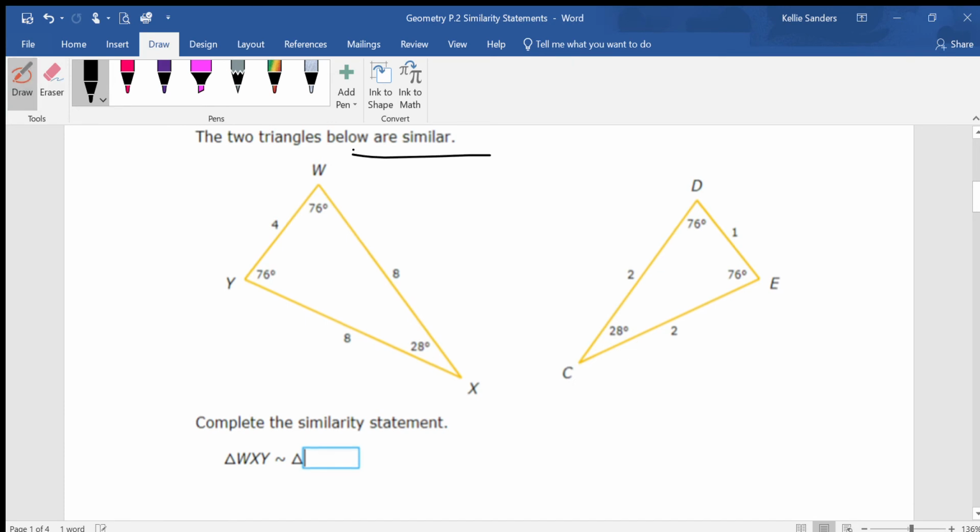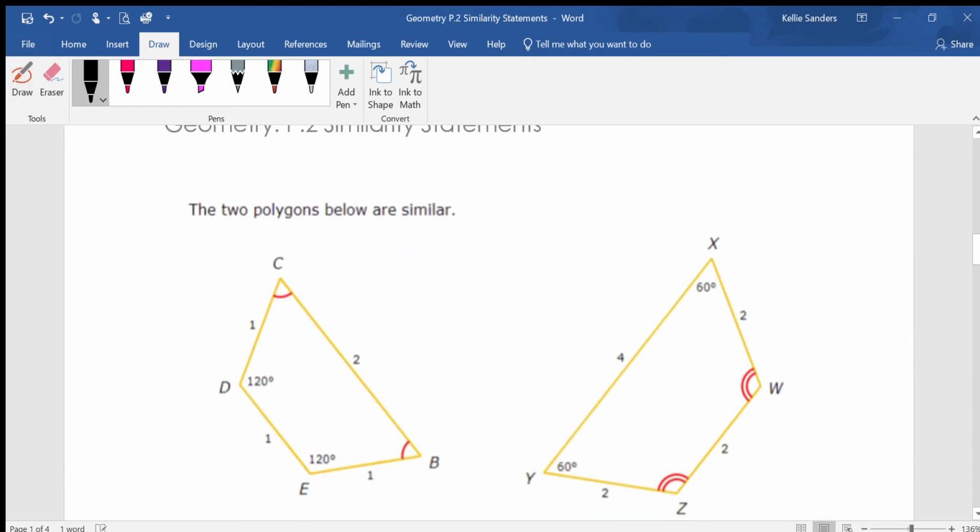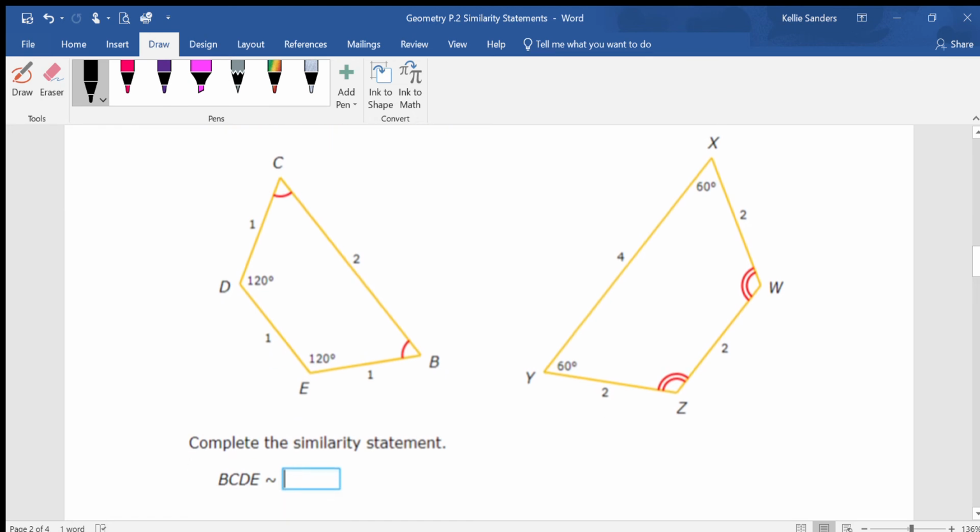It says that they are similar, so we're going to go from W. W is 76. D is 76, so D would be next, or first. X is 28, then we go to 28, so C, and then by default E. B is first. B is one of these angles, so it's going to be one of these angles. You can start with either one.